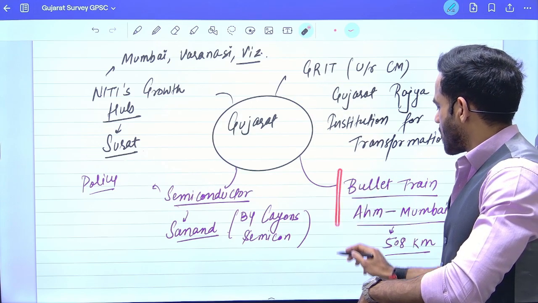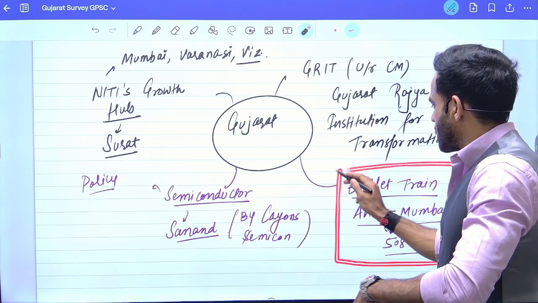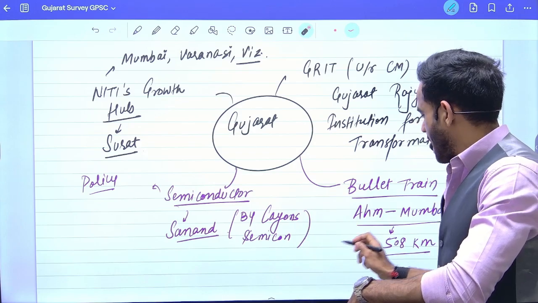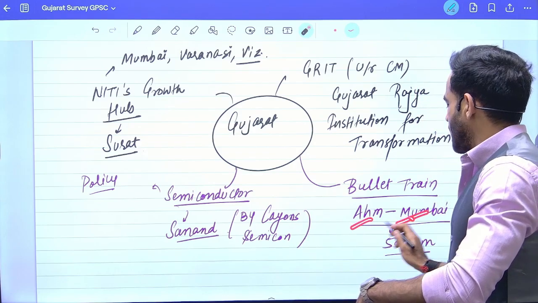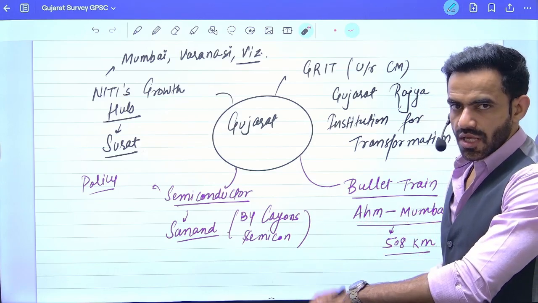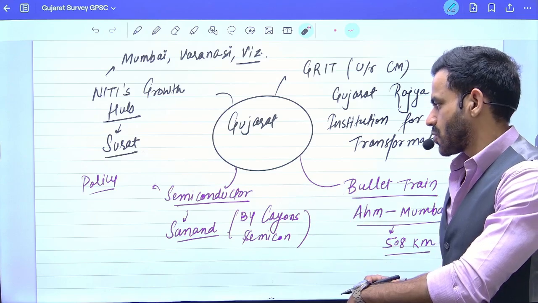Apart from that, Gujarat was also in the news because of the bullet train project, which will be from Ahmedabad to Mumbai. The length is going to be 508 km. So this is India's first bullet train project.